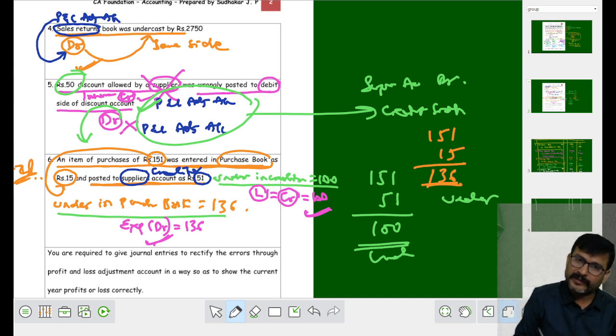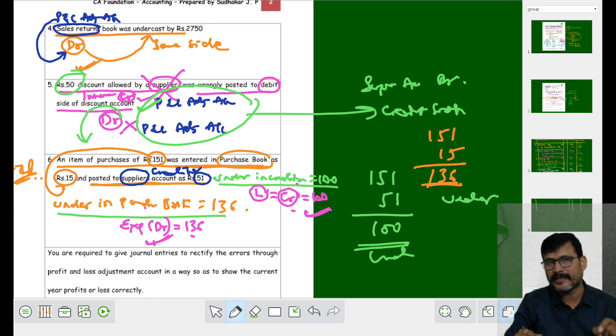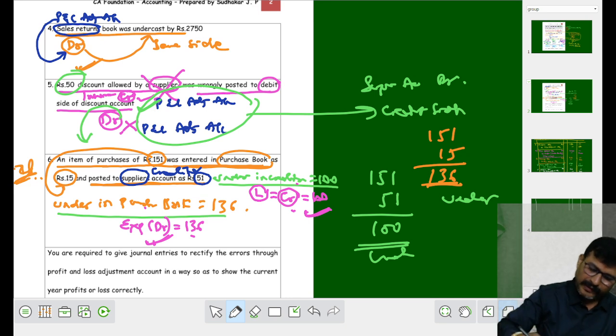Purchase account debit. I repeat my explanation. Purchase account debit to creditors account. Purchases में 136 आया, creditor में 100 आया. Difference कितना हुआ? 36. That 36 is to be transferred to suspense account. Okay, I write here. After that I go for modification.